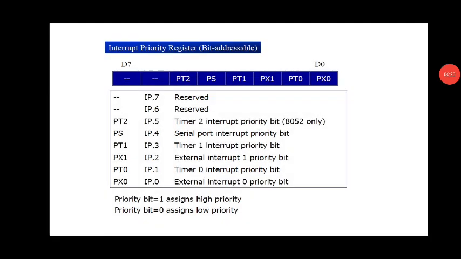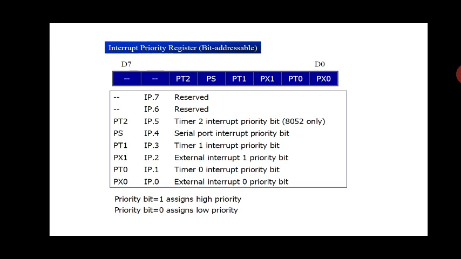Okay, look at this. The interrupt priority register we call the IP register. The 2 bits are reserved. PT2 is timer 2, for 8052 only. There is 8051, it is mentioned here.